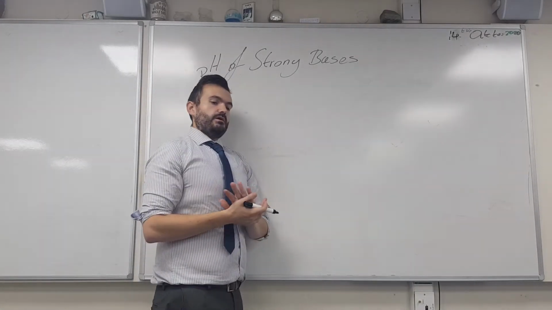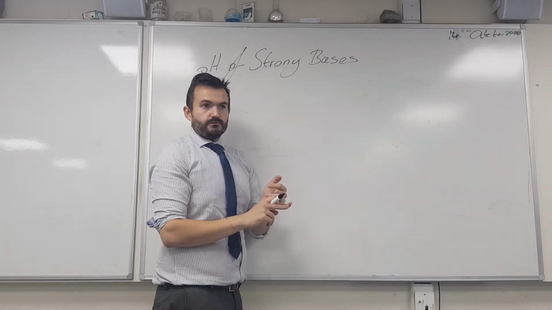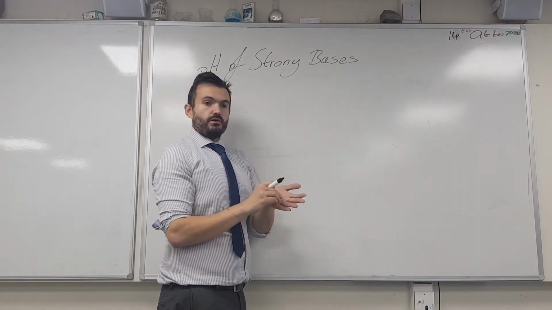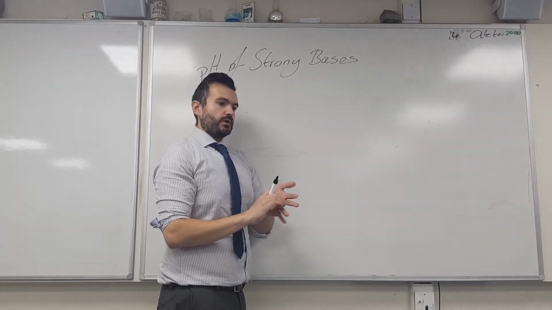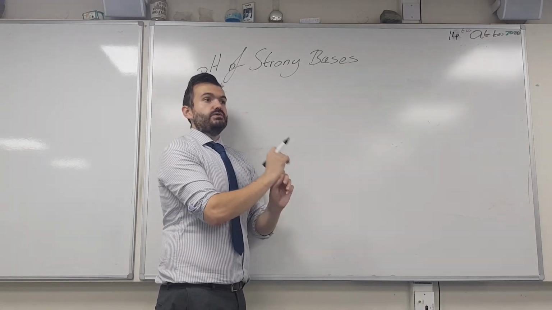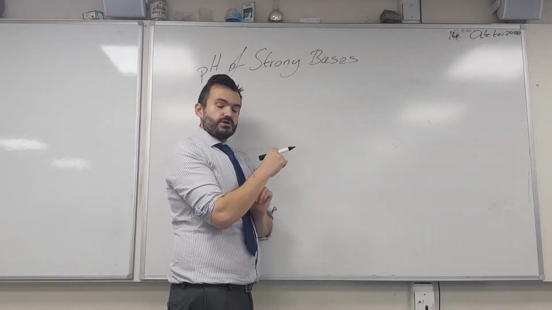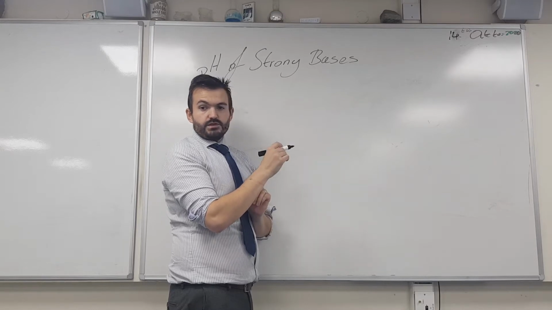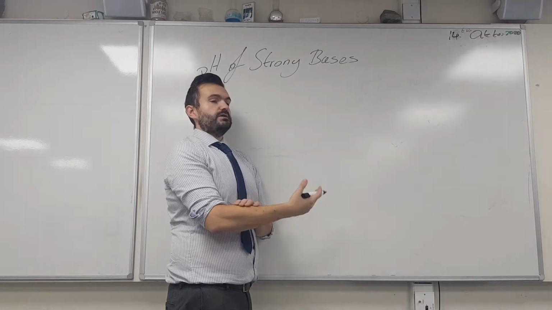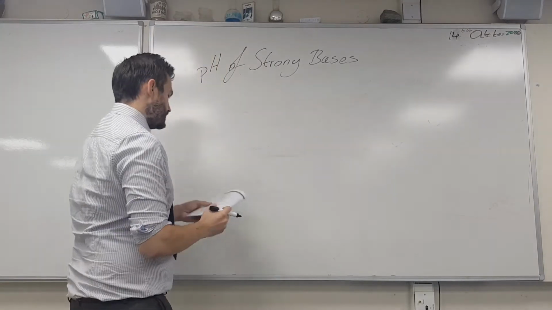Right, so we're going to start with pHs of strong bases. We did pH of strong acids, and all we had to do really was do the minus log of the concentration of H+. To get the pH of a strong base, we have to effectively do the same thing. So we have to do minus log of the concentration of H+. But to do that, we only get given the concentration of OH minuses, so firstly, we work out the concentration of OH minuses.